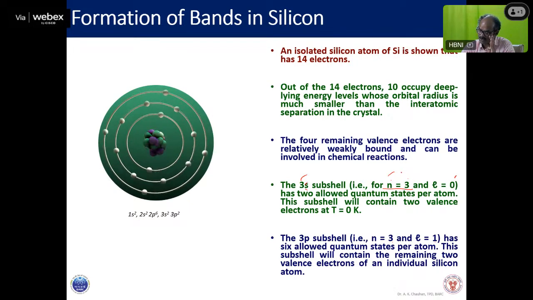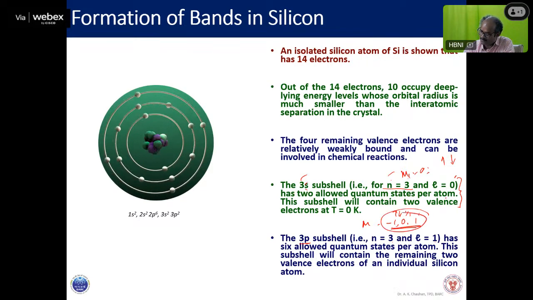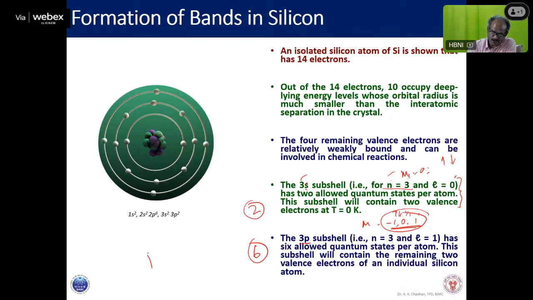So n is equal to 3, l is equal to 0, and then the spin: one will be spin up and another spin down. So there can be only 2 states here. Now the 3p subshell has n equal to 3 and l equal to 1, so m will be minus 1, 0 and plus 1. Corresponding to each, you have up and down, so you will have 6 states here. So you have 2 states in 3s and 6 states in 3p. And how many electrons are there? There are 4 electrons.